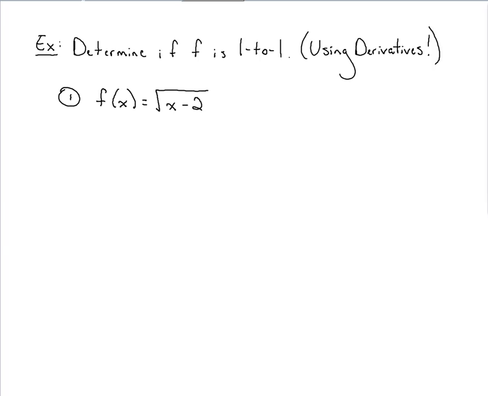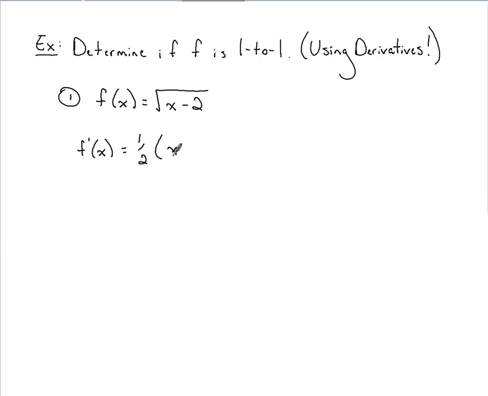So determine if the function is 1 to 1 using derivatives. Let's take the derivative of the function. I understand that the square root of x minus 2 is the same thing as x minus 2 raised to the 1/2. So in taking that derivative, using a chain rule, I bring down the 1/2.